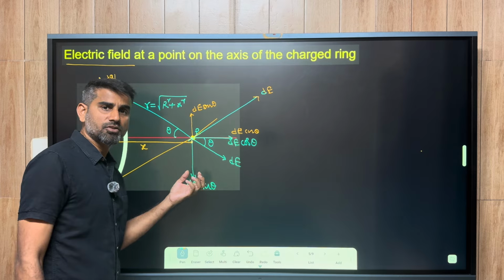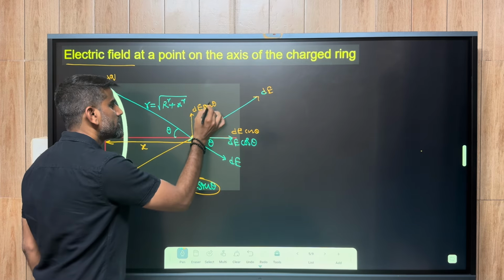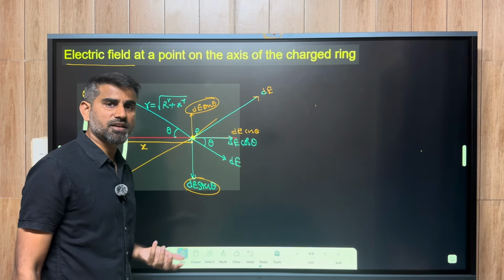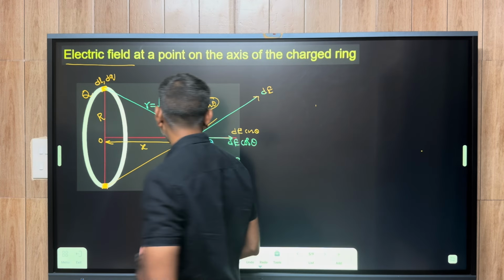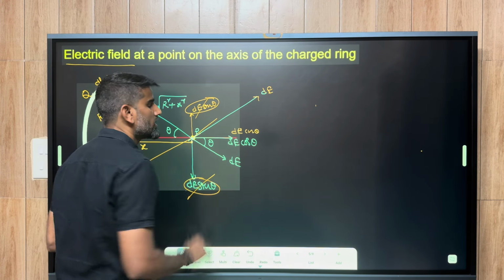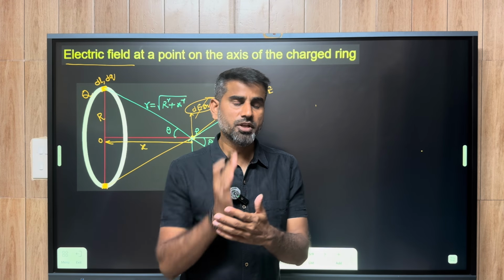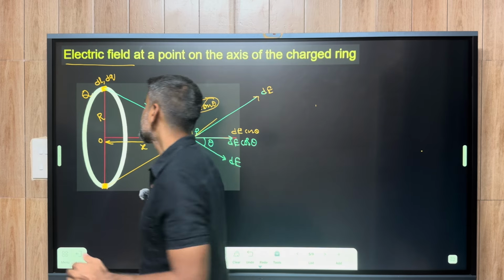When you look at this diagram, here we have dE sin theta, here also we have dE sin theta. Can we cancel these two components as they are acting in opposite directions with the same magnitude? We can definitely cancel these two components. That means we can come to a conclusion that all the components which are coming along the vertical line are being cancelled out.